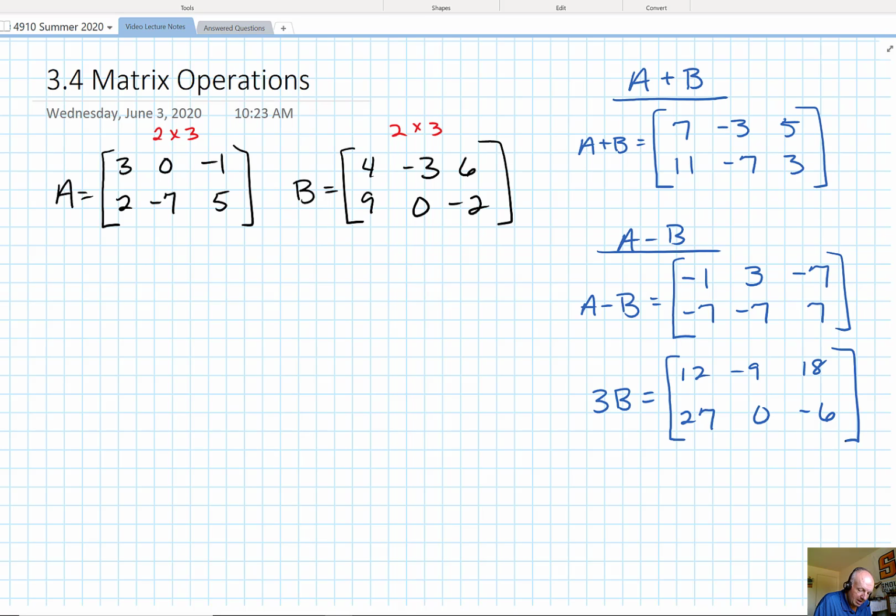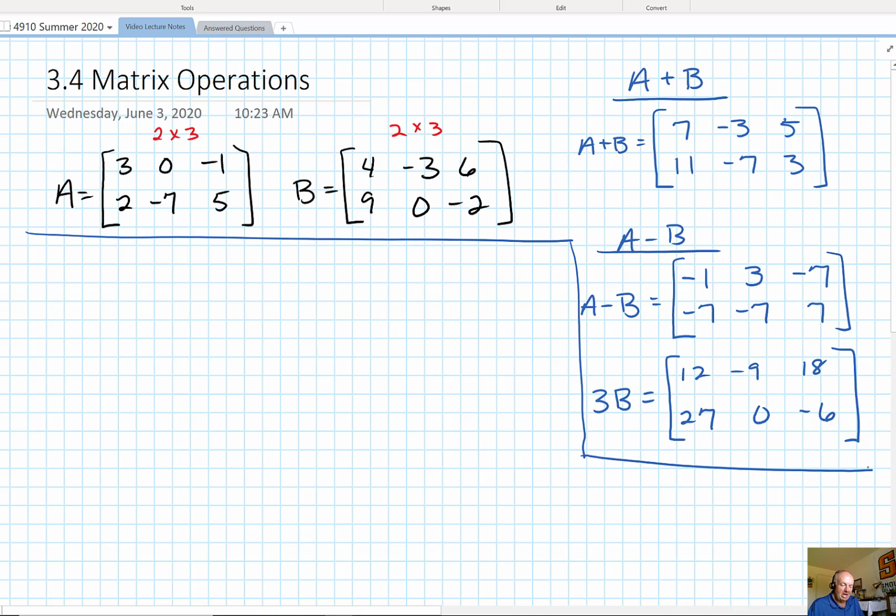All right. Let's move on to other matrix operations. Let's talk multiplication, because the simplicity that we get with addition and subtraction, we pay for in matrix multiplication. All right, so we get a little more complicated.